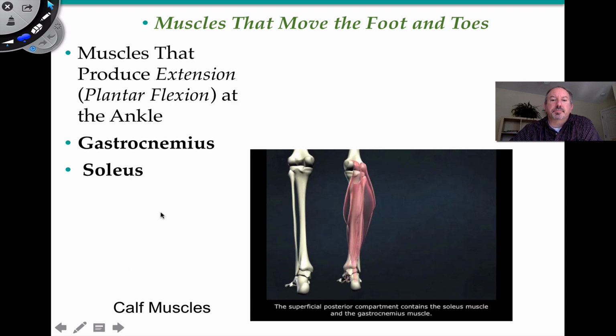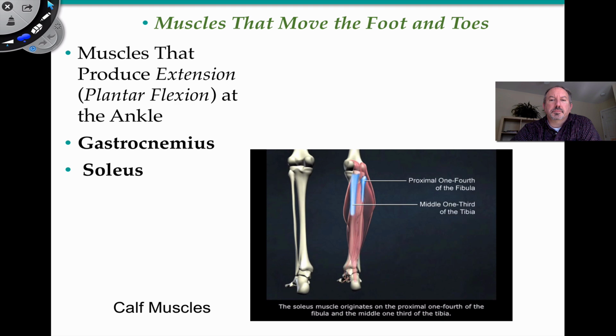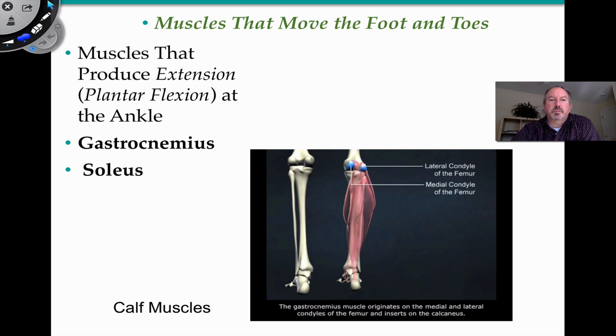The superficial posterior compartment contains the soleus muscle and the gastrocnemius muscle. The soleus muscle originates on the proximal 1/4 of the fibula and the middle 1/3 of the tibia. The insertion of the muscle is on the calcaneus, heel bone. The gastrocnemius muscle originates on the medial and lateral condyles of the femur and inserts on the calcaneus.